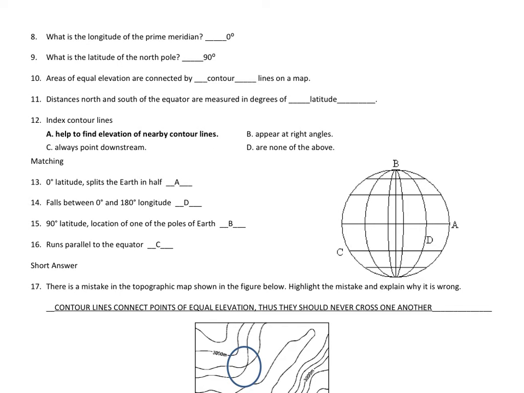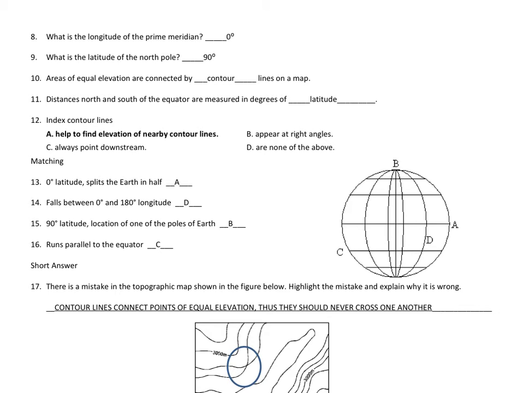0 degrees latitude splits the Earth in half, meaning the difference between the northern hemisphere and the southern hemisphere. So that would have to be A. That's the equator. That line next to A is the equator. Falls between 0 degrees and 180 degrees longitude. That would be D. That is just one of the meridians.